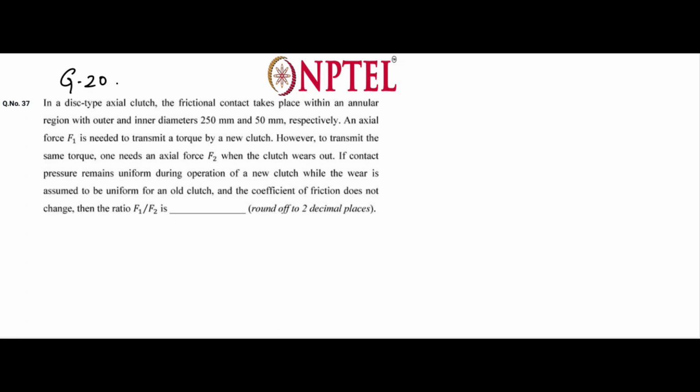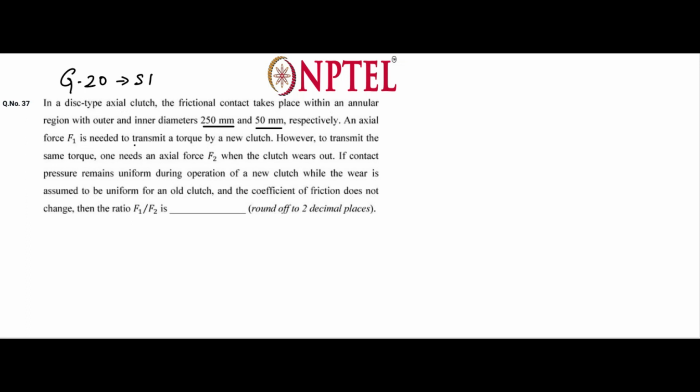Let's see GATE 2020 set 1 question number 37. This question goes like: in a disc type axial clutch, the frictional contact takes place within an annular region with an outer and inner diameter. So this is the outer diameter, inner diameter respectively.